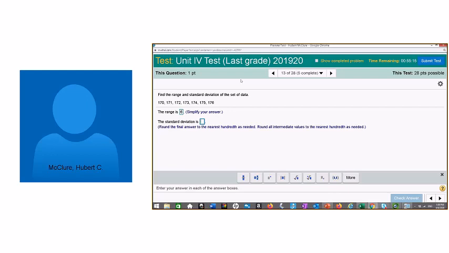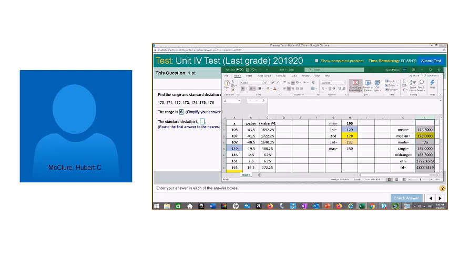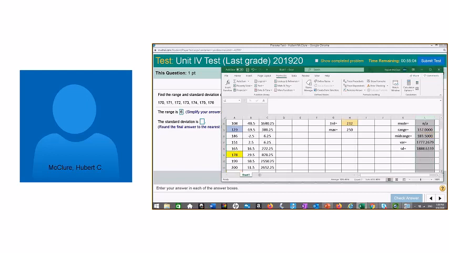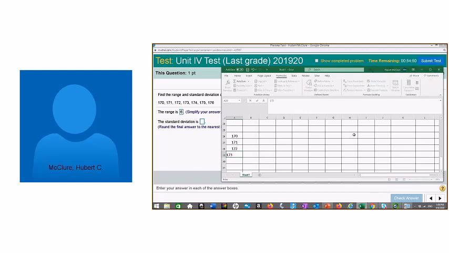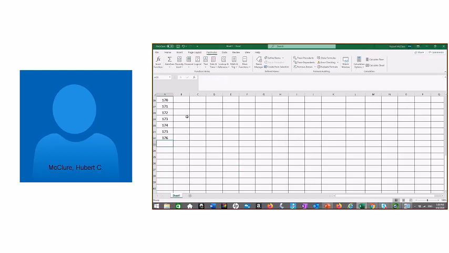All right, so I'm going to pull up my spreadsheet, and I'm not going to do everything on this one. I'm just going to do what I need to do because we need to hurry up and get finished. So I'm going to go down here. I'm going to type in these numbers. 170, 171, 172, 173, 174, 175, and 176. Now I got to have the mean in order to do the standard deviation. So I'm going to go ahead and find the mean.